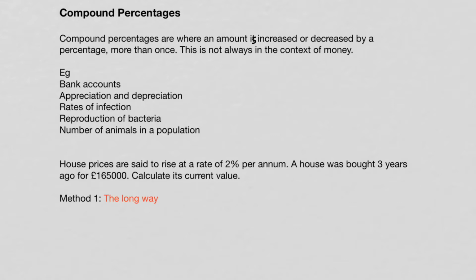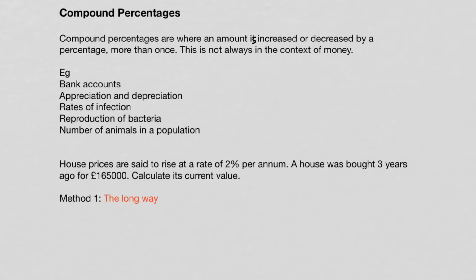Rates of infection are particularly topical at the moment, because if the amount of people in a population who have a virus, for example, increases by, say, 3% per week, then you've got 3%. And then you've got 3% on top of your new amount, and then 3% on top of your new amount.